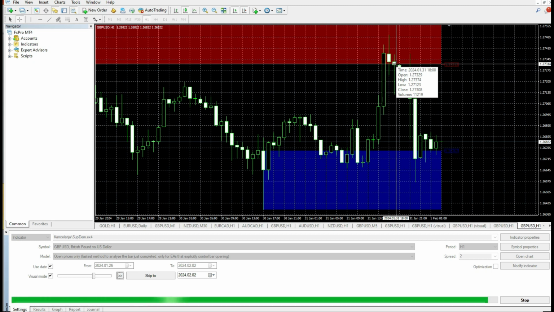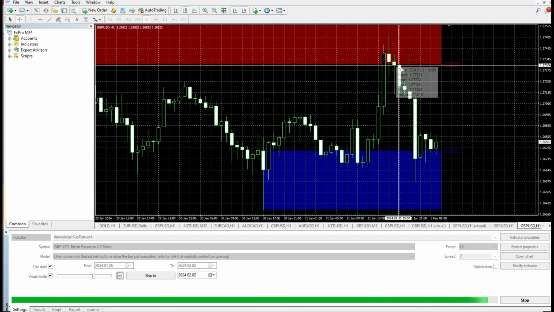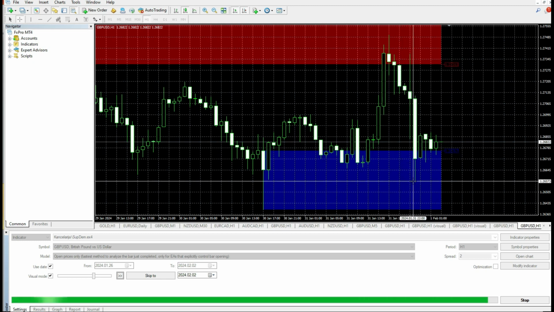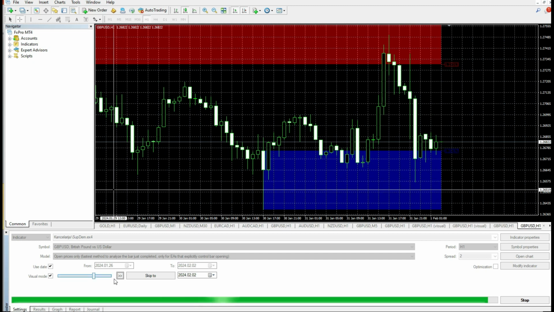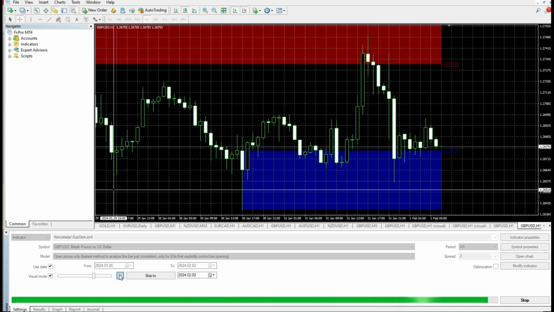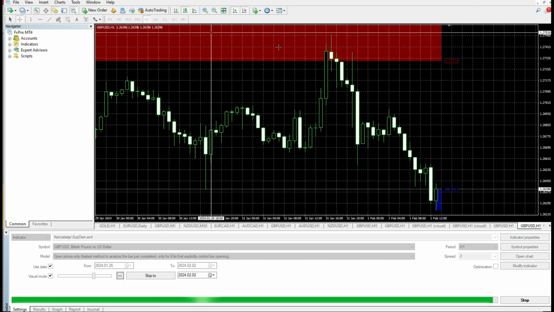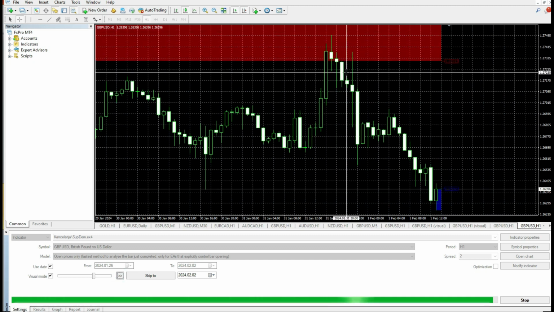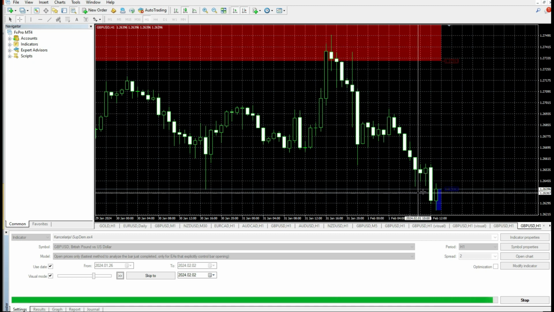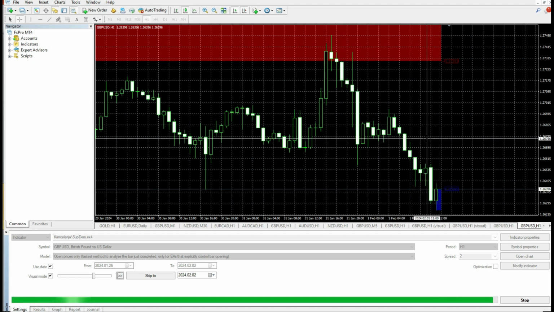It's 1.273, and because of that, let me just put it a little bit more. Okay, as you can see here, the distance, this is the entry point, this is the close point. It's 100 pips.